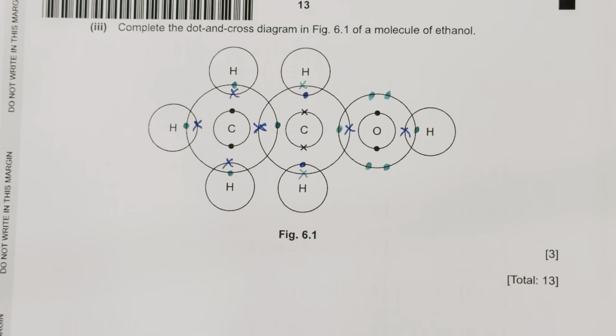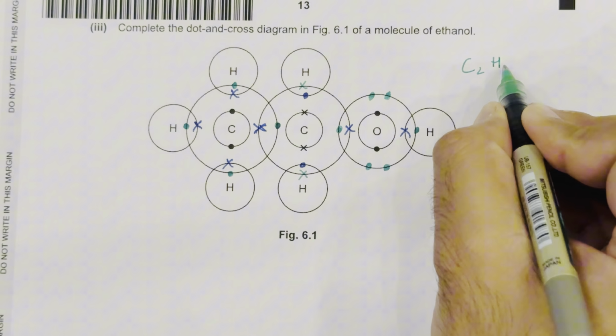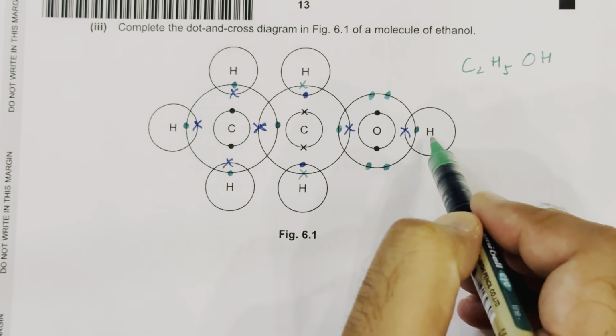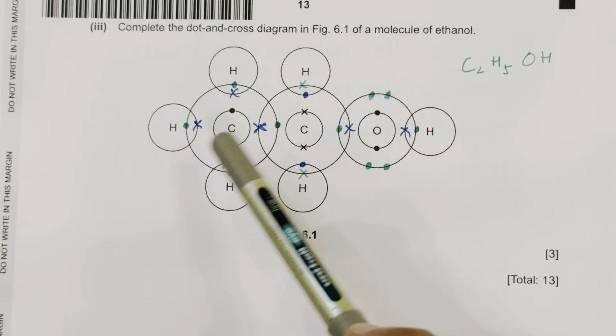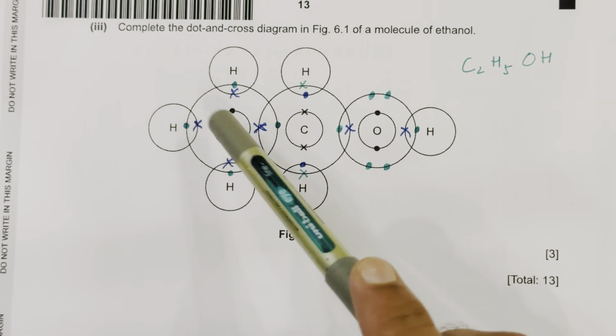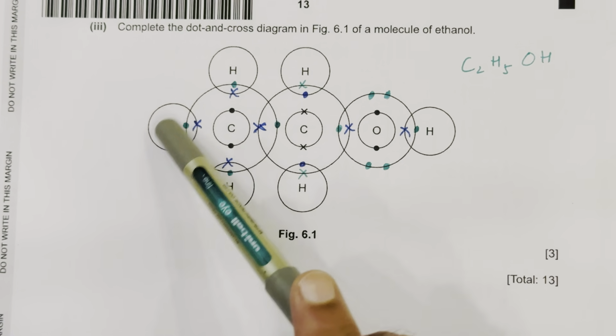Moving to last part of last question. Complete the dot and cross diagram in the figure 6.1 of a molecule of ethanol. We know that ethanol has a formula of C2H5OH. C2H5 and OH. So you need to complete dot and cross. First you need to complete carbons. Second shell should have 8 electrons. By putting dot cross, dot cross, dot cross, dot cross, this carbon has 8.